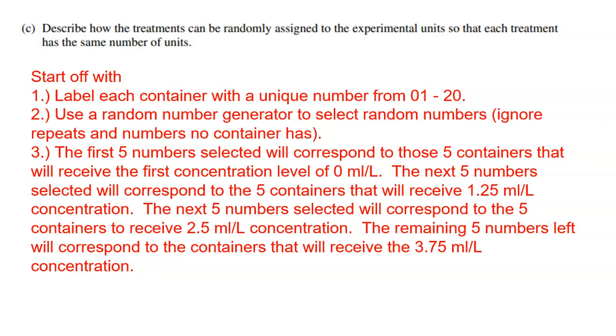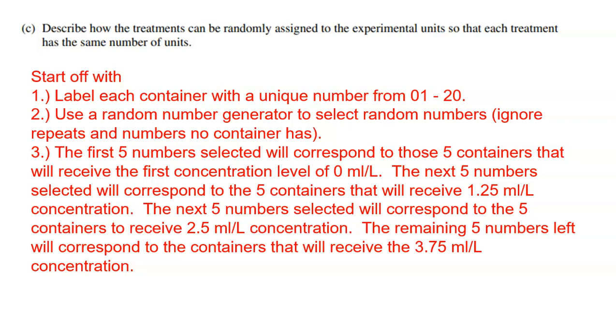Then how am I going to generate my random numbers? I'm going to use a random number generator. You can also use a random number table to select the random numbers. Got to make sure that any repeats get ignored. If container number 5 comes up 2 times, well, it's already been picked. I can't give it 2 different concentrations. And numbers that no container has also get ignored. So if my random number generator picks 67, then, well, no container has number 67.